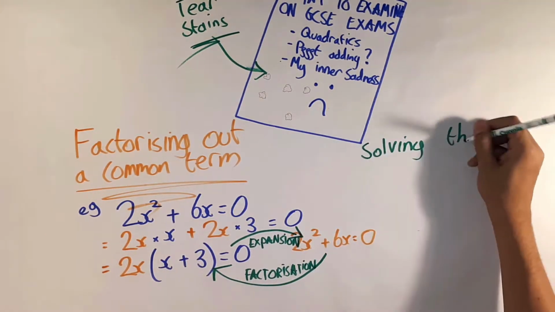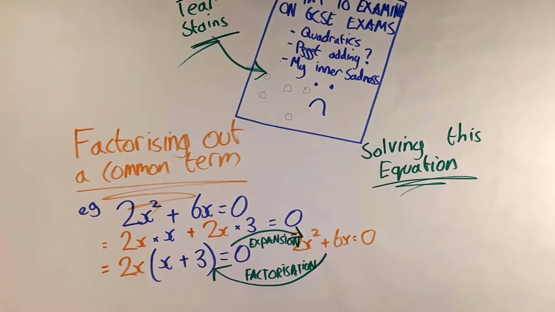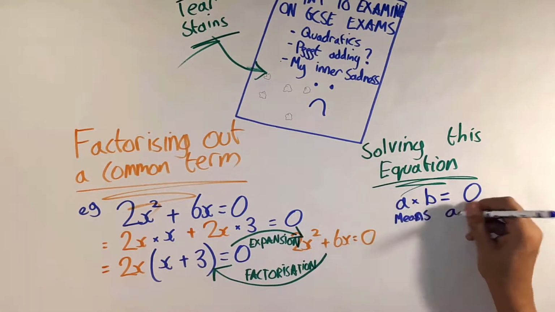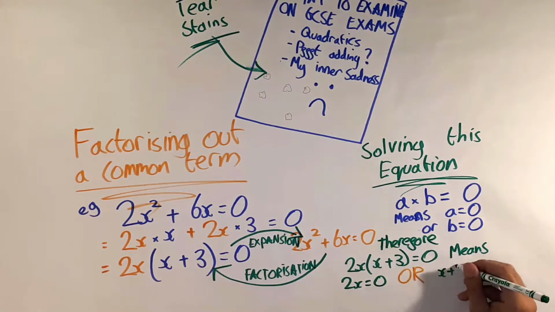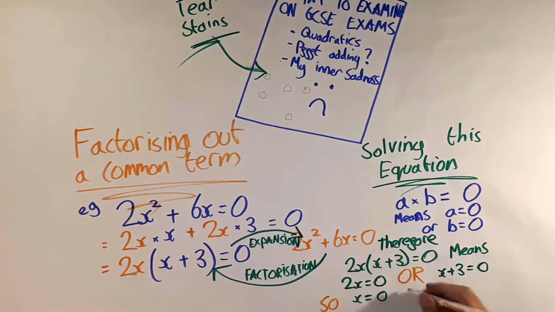If we want to solve this equation, we know that if two things are multiplied to make 0, at least one of these terms must be 0. Therefore either 2x equals 0 or x plus 3 equals 0, so x equals 0 or x equals minus 3.